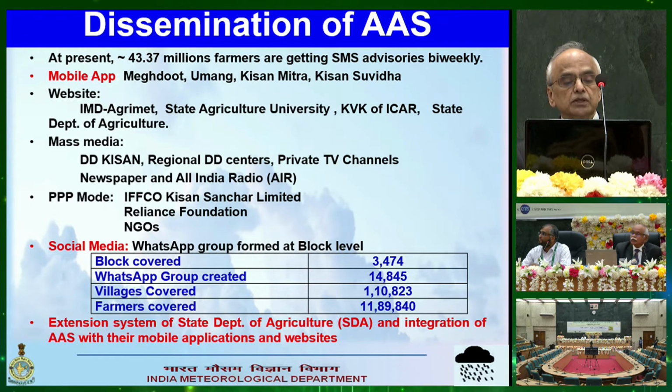And next it is shown in social media, WhatsApp groups are formed at block level, and it shows here the farmers covered through WhatsApp are 11,89,840. So this is very important. Nowadays, it is shown that 43.37 million farmers all have these kinds of mobiles with them, and so they receive these WhatsApp messages and also agrometeorological advisory service information.